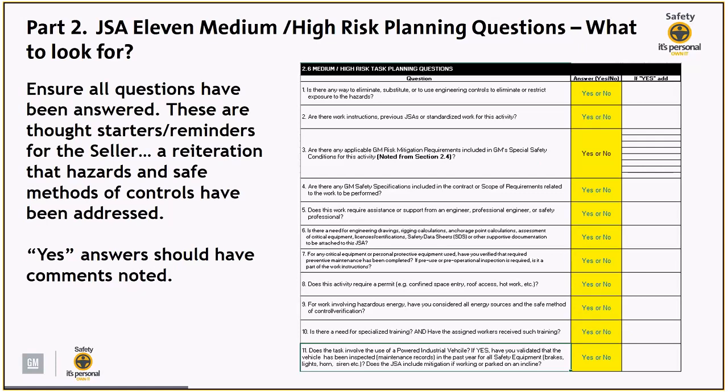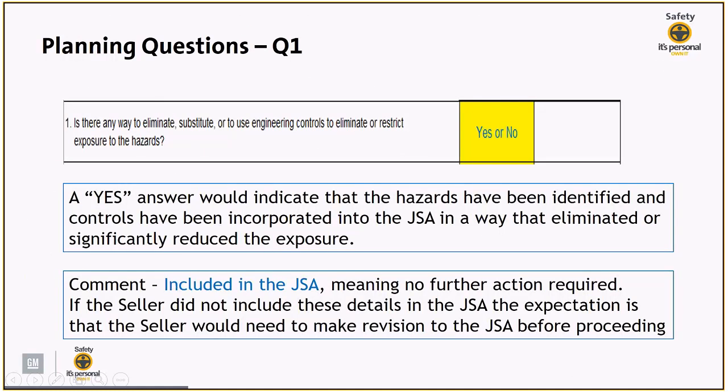It is absolutely a reiteration that hazards and safe methods of control have been addressed. Anything that the seller answers yes to should have comments noted in the section directly to the right. So if the seller answers any of these questions yes, the seller should also have notes to the right. So as we go through the planning questions, let's take a look at what you should expect to see as the contract manager reviewing this document.